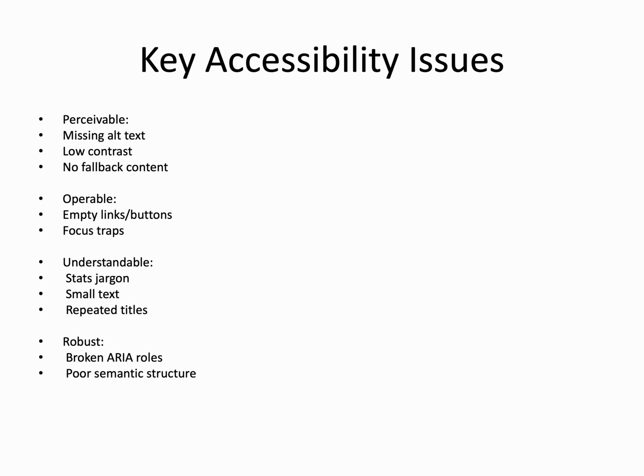Right, so key accessibility issues here. We had some big gaps: missing alt text, weak contrast, and empty links and buttons. Navigation is cluttered. The text is small. ARIA is used, right? But it's not used well. And the standings page is heavy on abbreviations, light on structure. So those are the key accessibility issues.